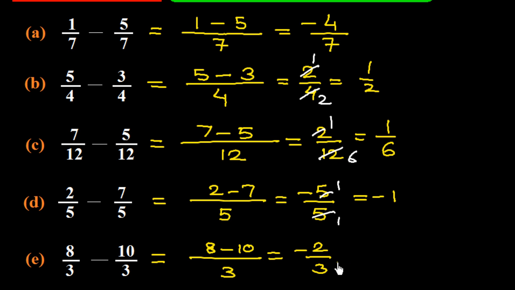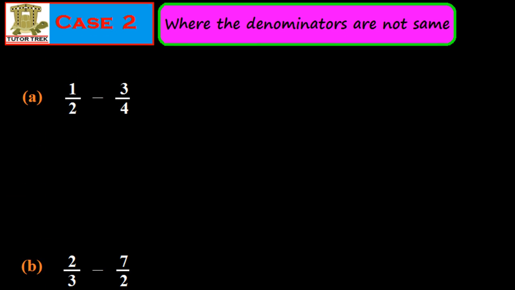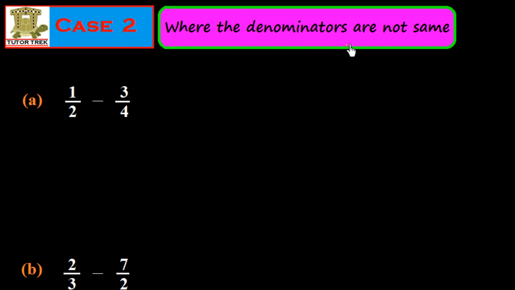So in this way we can solve the subtraction problems of fractions or rational numbers. Now I would like to explain case 2, where the denominators are not same. Here you see the denominator is 2 in the first fraction and 4 in the second fraction. So we have to follow the rule. First of all we have to find the LCM of these. As I explained in the previous session, I explain how we get the LCM.